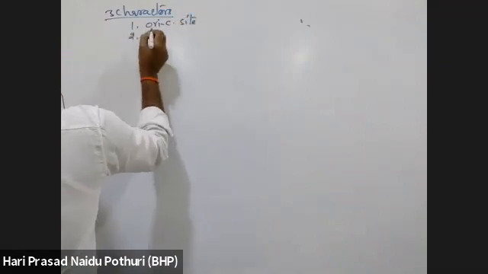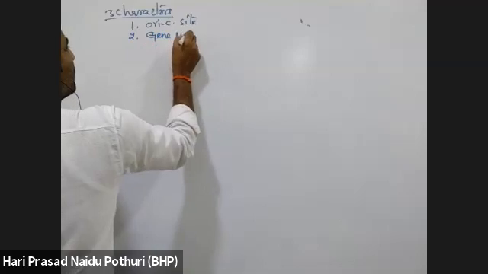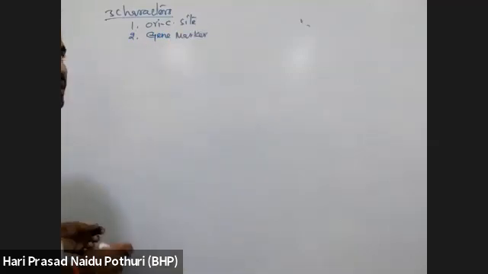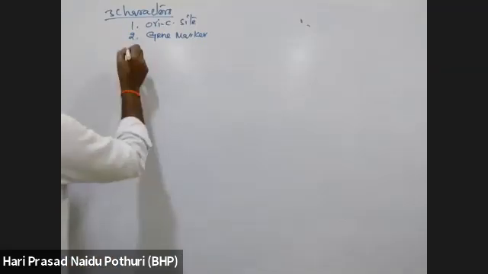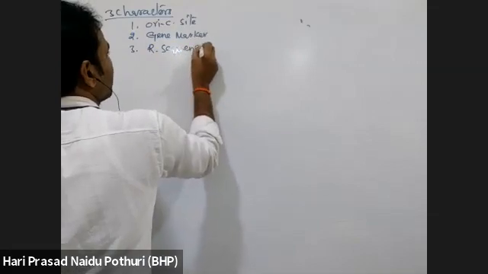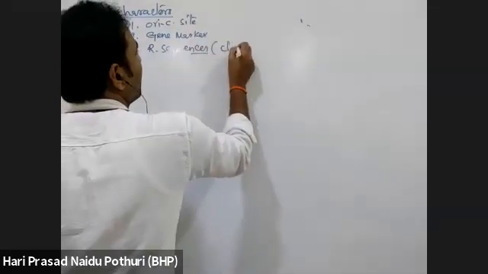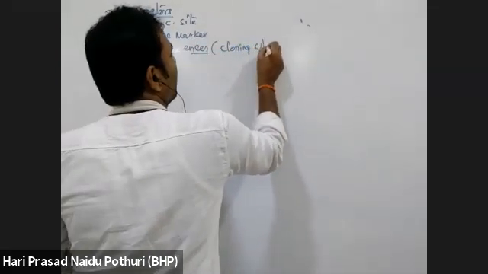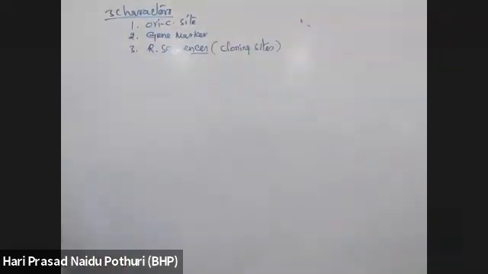Second one is gene marker. What is gene marker? Actually, we are using antibiotic resistant genes. Then restriction sequences or restriction sites, which are also called cloning sites or cloning sequences. Those three properties are very important for a vector.